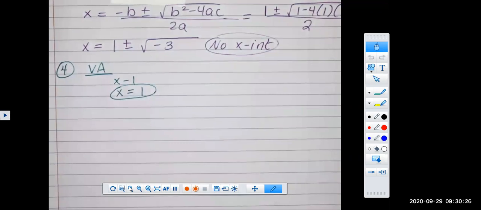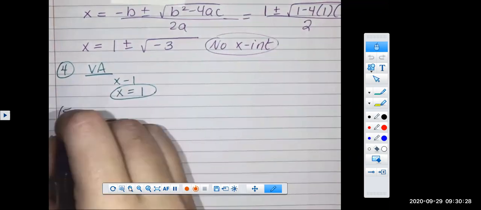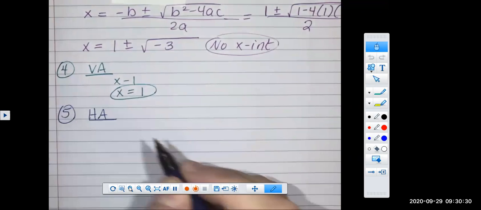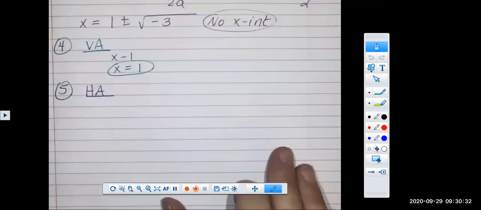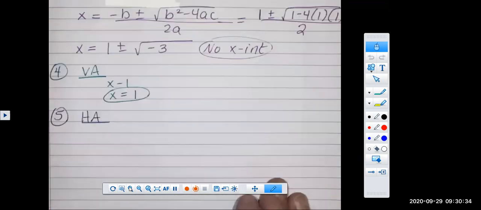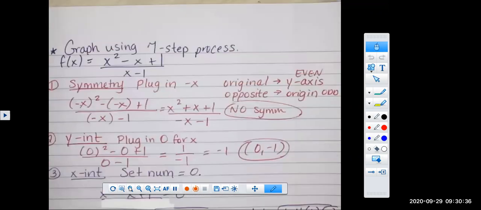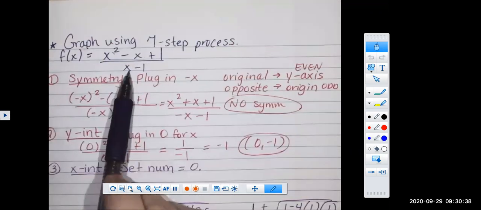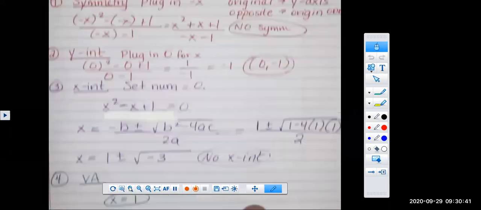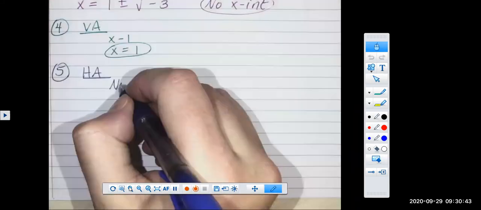Five, horizontal asymptotes. So this is where you have to examine your degree. The degree on top is bigger than the degree on bottom. So is there any horizontal asymptotes? None.